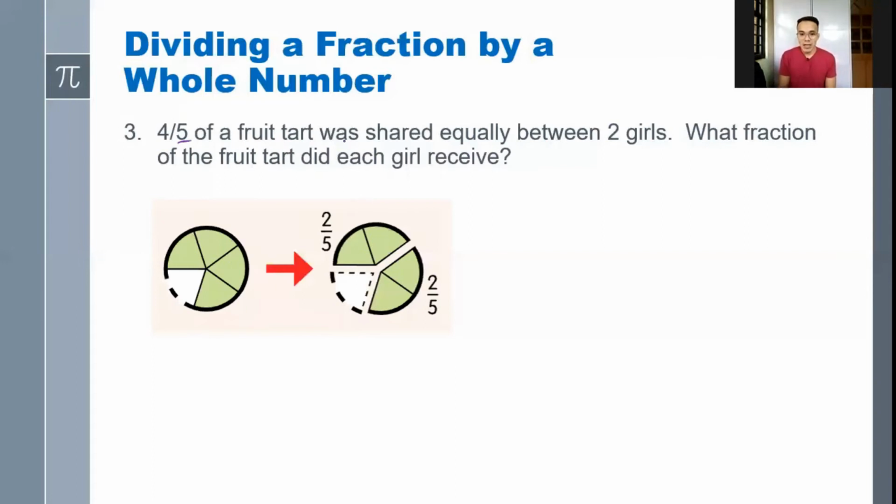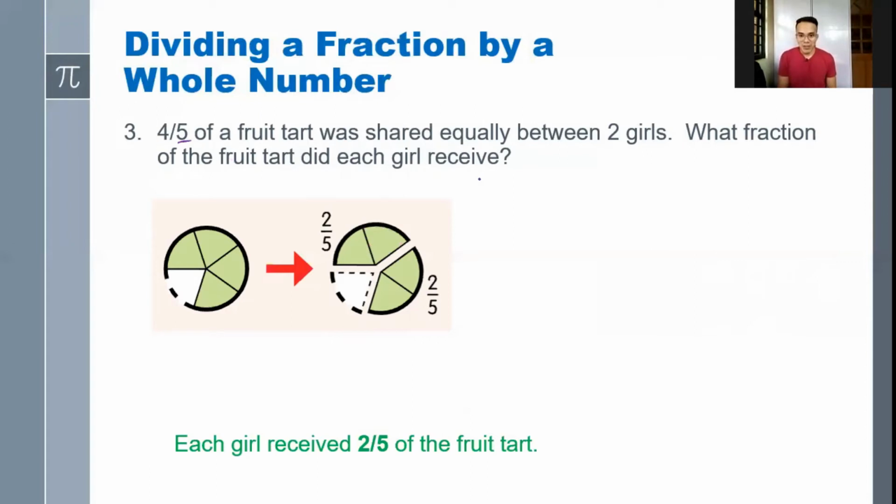It means that one girl will receive 2 parts. And remember that 2 parts is the same as 2/5 of the whole thing. Therefore, each girl received 2/5 of the fruit tart.